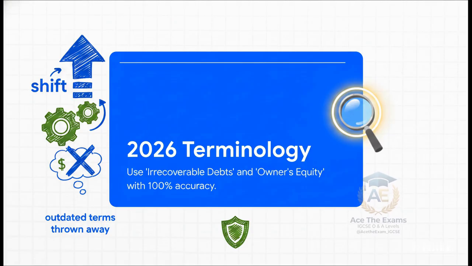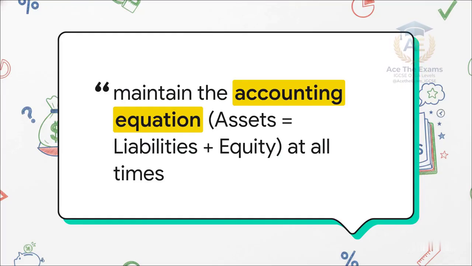And you might be wondering, why does this matter so much? Well, it's because the examiners are testing your readiness for the modern financial workplace. Global accounting standards have evolved, and your vocabulary has to evolve right alongside them to show true mastery of the subject matter. Now, this brilliantly illustrates the absolute foundation of everything we do: assets equal liabilities plus equity.